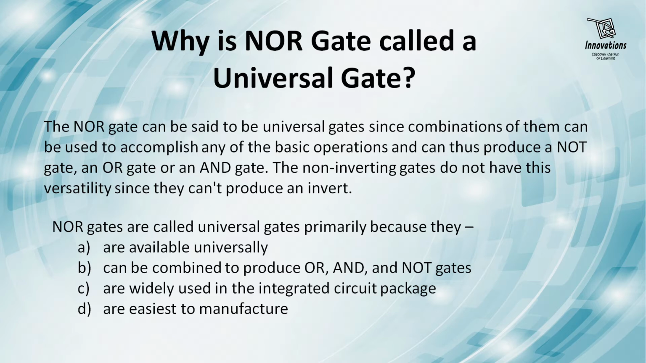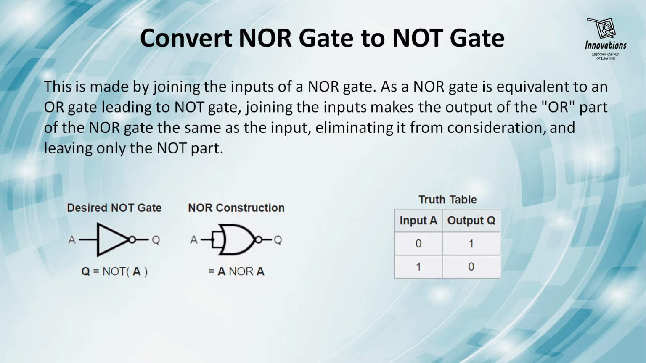In simple words, a combination of NOR gates can easily be combined into a NOT gate, an OR gate or an AND gate. And in this video, we are going to practically learn how to do that. How to convert a NOR gate to a NOT gate. This is simply made by joining the inputs of a NOR gate.